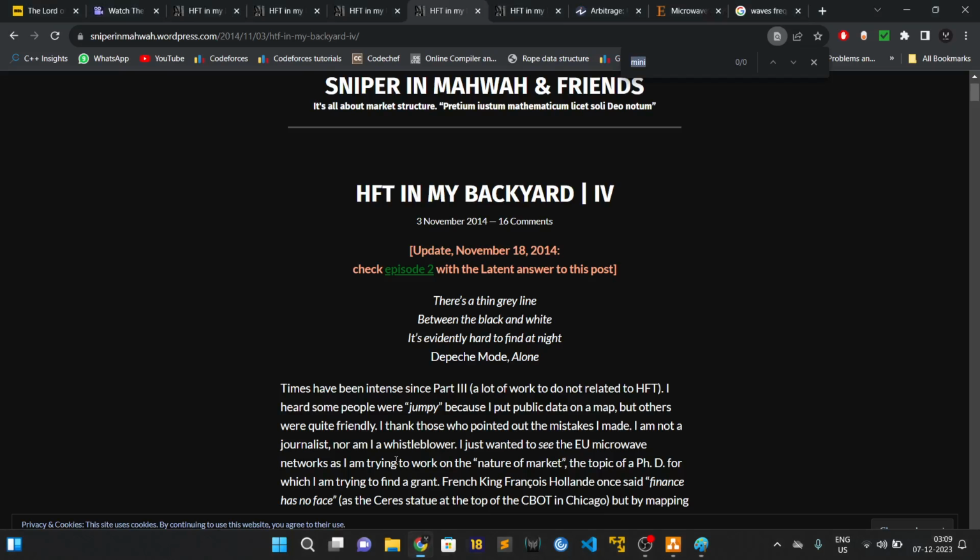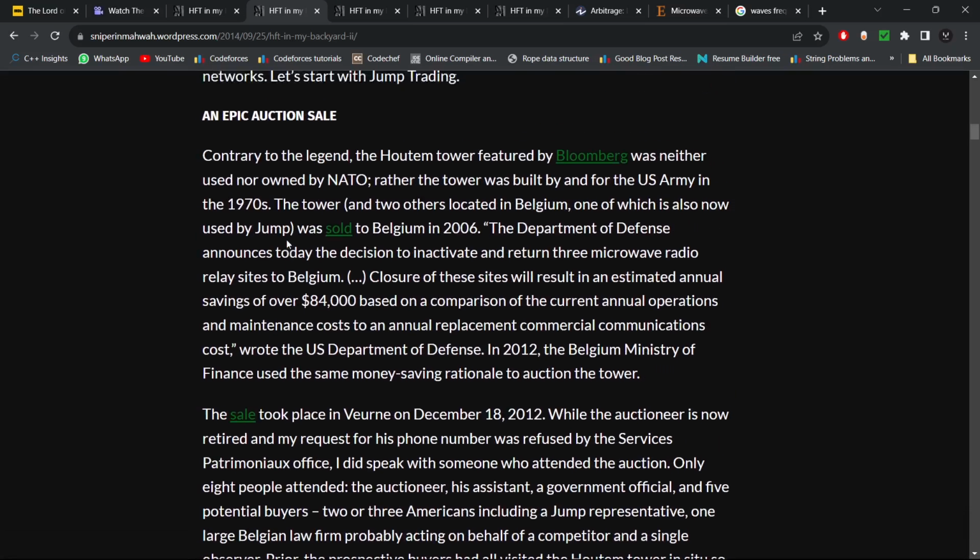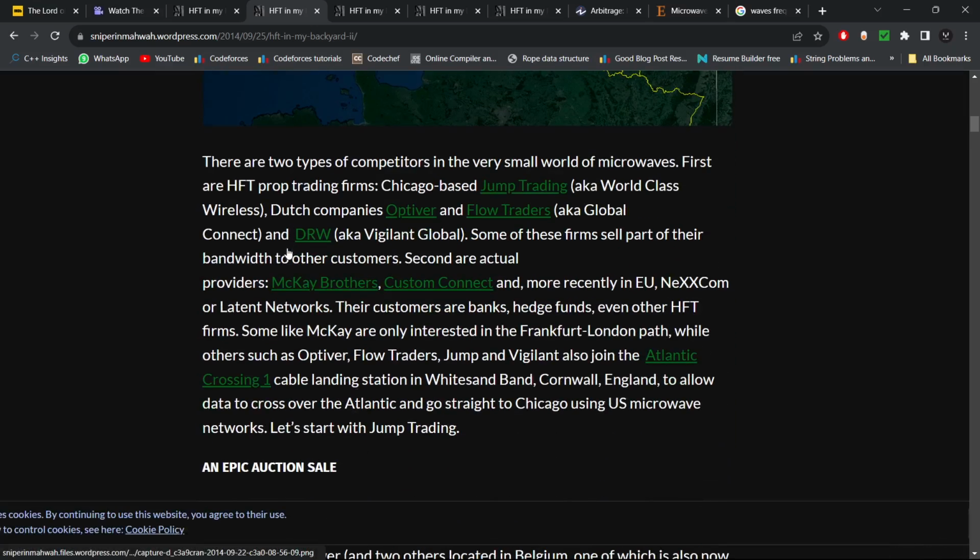Okay, and there are other related things as well. One thing is that some companies like McKay Brothers are only interested in the microwave path which exists just inside Europe, from Frankfurt to London. But some companies like Optiver, Flow Traders, Jump are actually sending the data of Europe to the US as well.